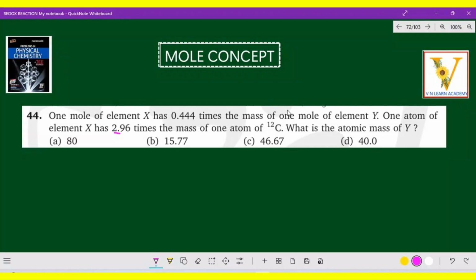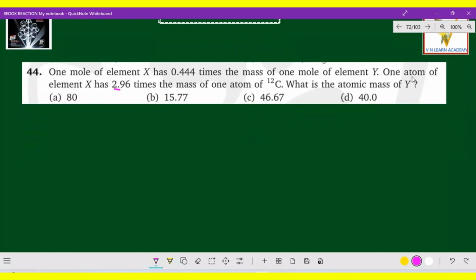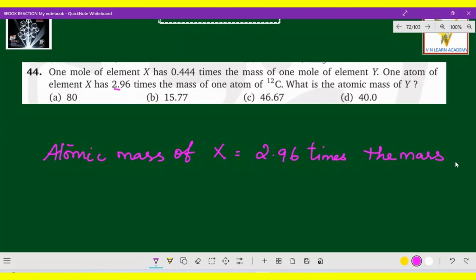Let us check each and everything. As we are observing, 1 atom of element X has 2.96 times the mass of 1 atom of carbon 12. So let us identify the atomic mass of X first. The atomic mass of element X equals 2.96 times the mass of 1 atom of carbon 12.